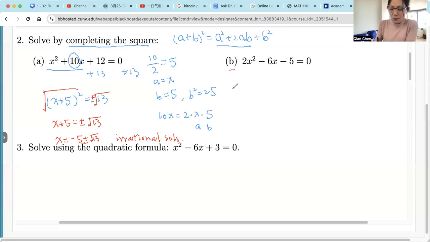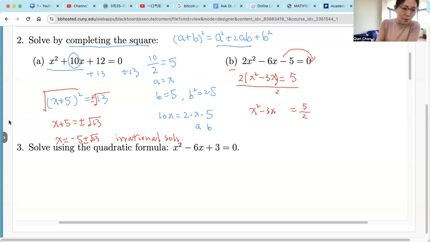Now let's see B. B, we want to make the number before x squared 1. So let's factor out 2. Factor out 2, we have this minus 3x minus 5 over 2. Or maybe you could do this. So just move negative 5 to the other side, become positive 5. Now we divide by 2. So we get x squared minus 3x equals 5 divided by 2.